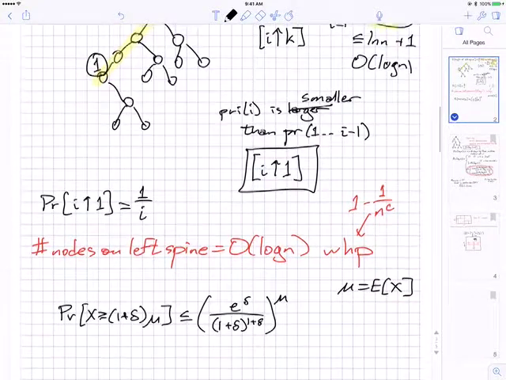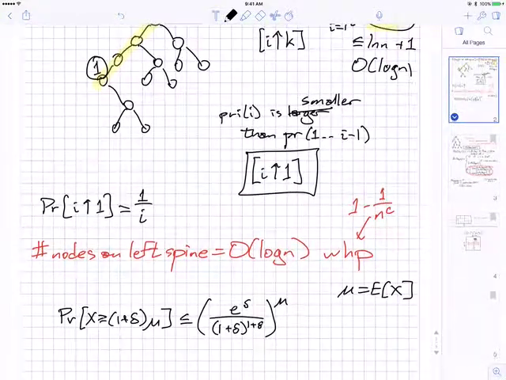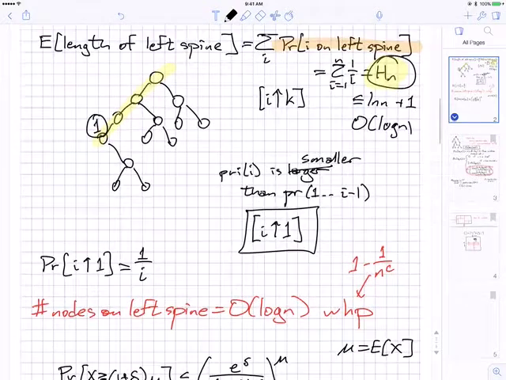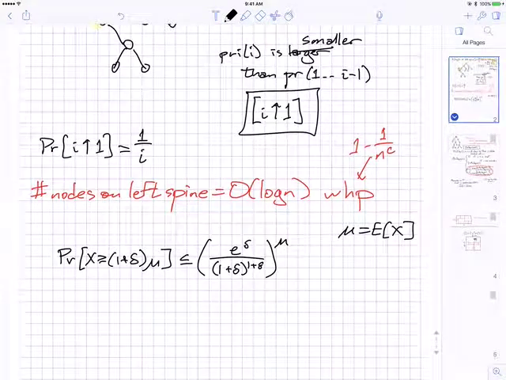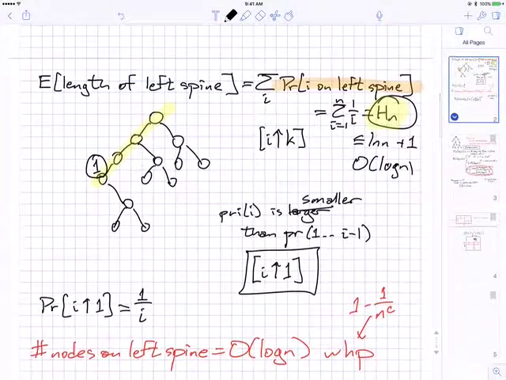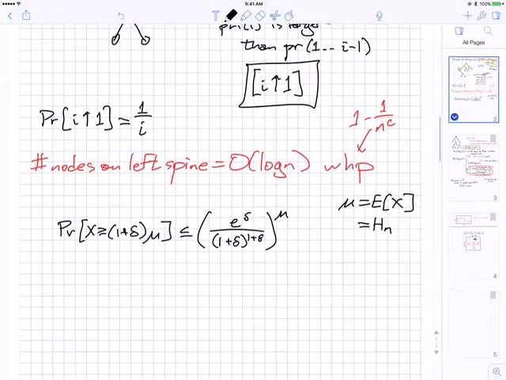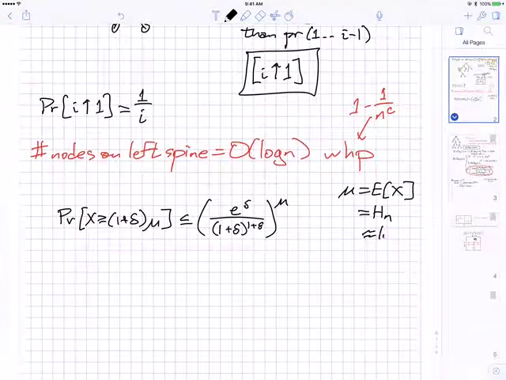Okay. Now, for the sake of argument, let me make the assumption that those indicator variables up there are mutually independent, because that's a condition that you need in order to apply this inequality. But let me just start with that. Well, I know what the expected value of x is. It's h of n. That's what we figured out already, which is, morally, about log n.